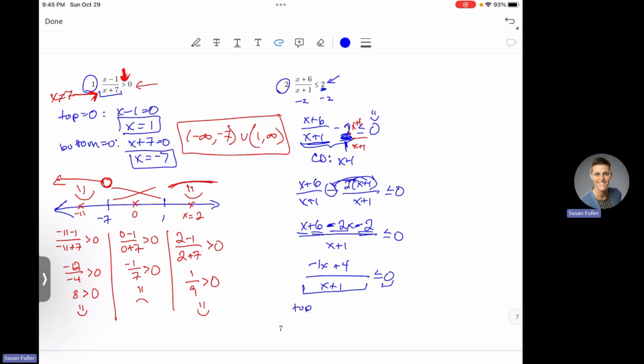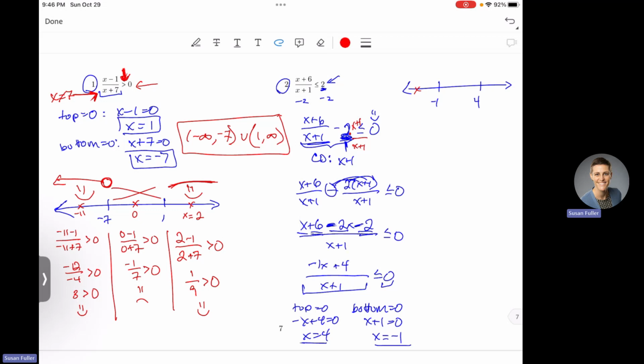So I'm going to set the top equal to 0, and I'm going to set the bottom equal to 0. And so when I set the top equal to 0, negative x plus 4 equals 0, which means x equals 4. And when I set the bottom equal to 0, x plus 1 equals 0 means that x equals negative 1. So I have two solutions. I'm going to put those on my number line. Negative 1 is over here, 4 is over here, and I'm going to test values.